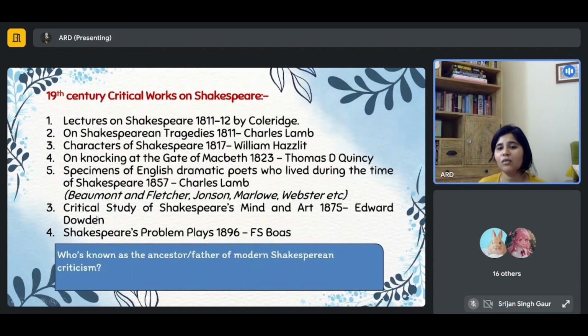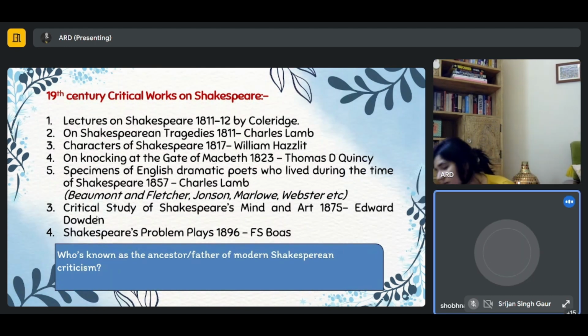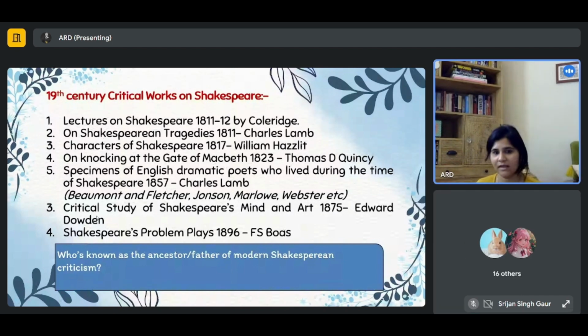Okay, who is known as the father of modern Shakespearean criticism? Modern means after the 19th century. Who among these is known as the father? Coleridge. Yes, Coleridge. You're right. Coleridge. Very good.